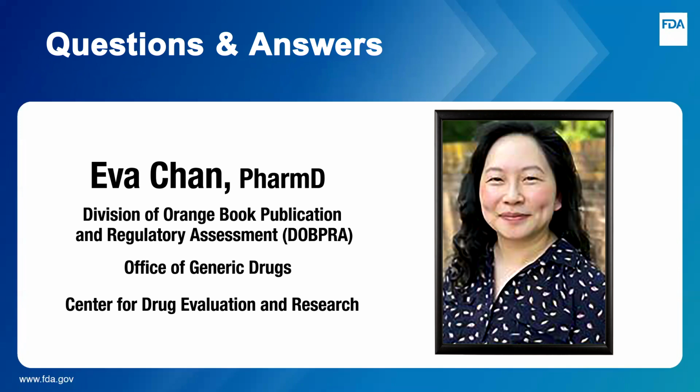Oh, thank you for that, Eva. The next question we have is, is the Orange Book information considered the official FDA listing of NDA, ANDA, BLA holders, patents, exclusivity, etc.? BLAs are not included in the Orange Book. Those are found in the Purple Book. But otherwise, yes, the Orange Book does list all the information for approved NDAs and ANDAs, and their patents and exclusivity information. Okay, thank you.